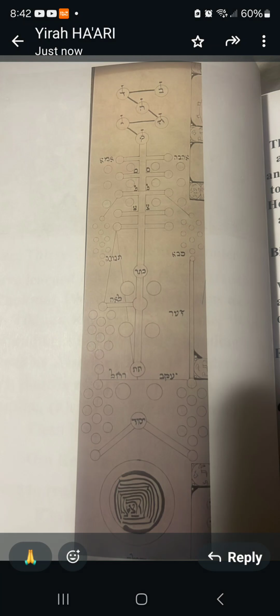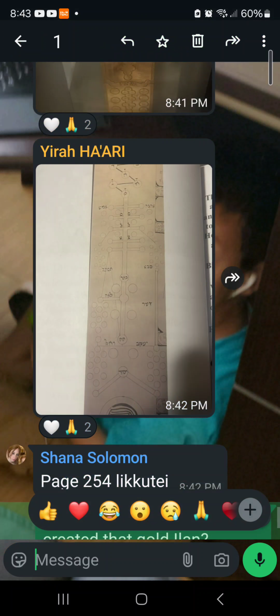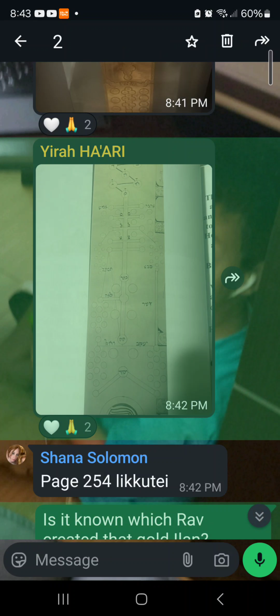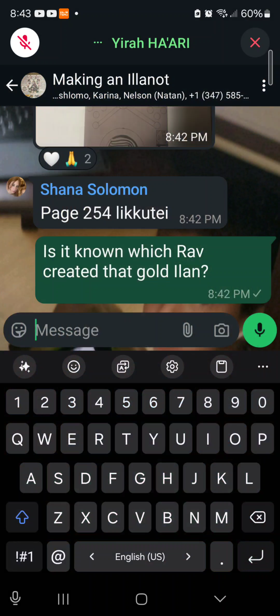Yeah, the understanding from the Golden Ilan is that it was made either by a disciple or a disciple of the Arizal, and it was essentially passed down from one Rav to another Rav to another, etc. And it ultimately ended up in my hands.